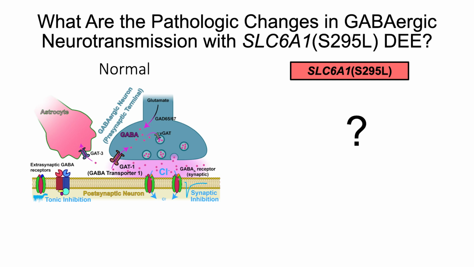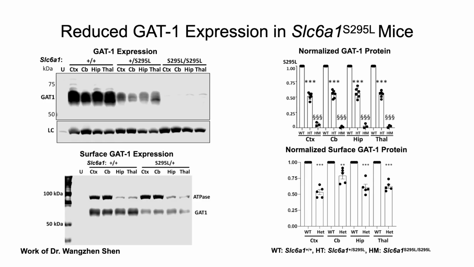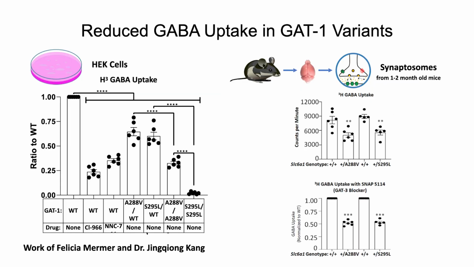So what are the pathologic changes in GABAergic neurotransmission with DSL, developmental epileptic encephalopathy? As Caddy mentioned, we know that GAT1 expression at the surface level and total brain expression is reduced in these SL mice. And also in synaptosomes and in HEK cells, we've noticed that when we express the SL variant of GAT1, there's reduced GABA uptake. And then in synaptosomes from the SL mice, there's also reduced GABA uptake.